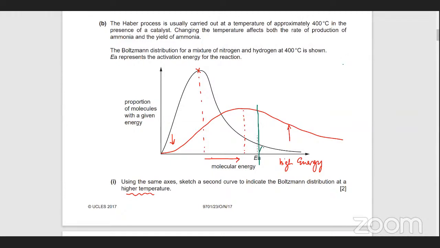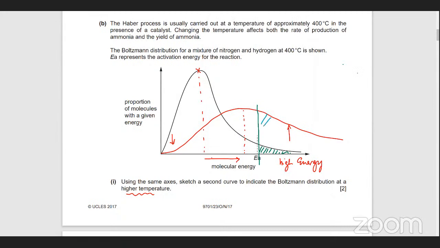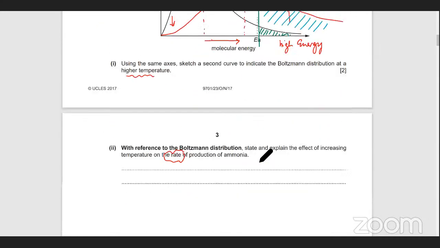So, earlier the number of particles having energy greater than activation energy was very few. But now the number of particles having energy greater than activation energy, because you have more particles now at higher energy, so the curve is much higher now. So the number of particles having energy greater than activation energy increases.